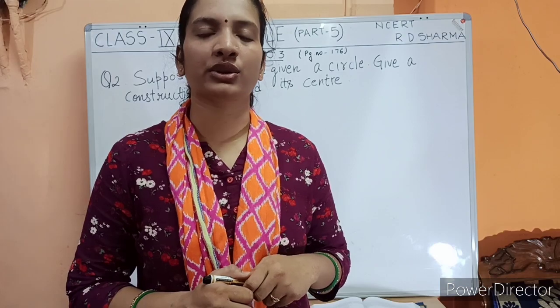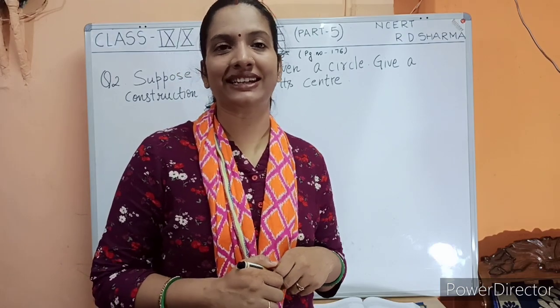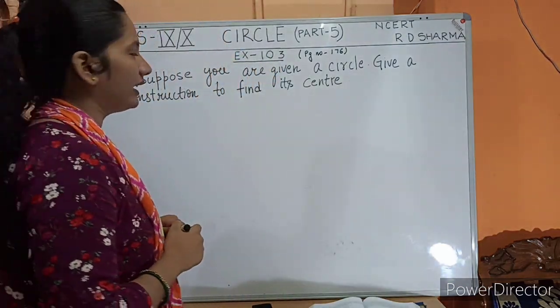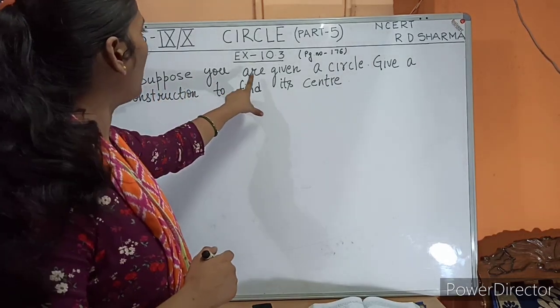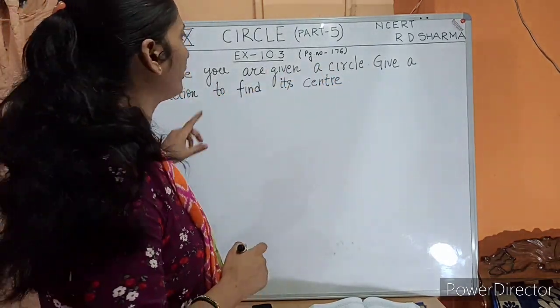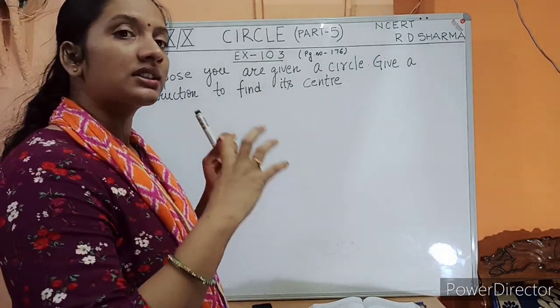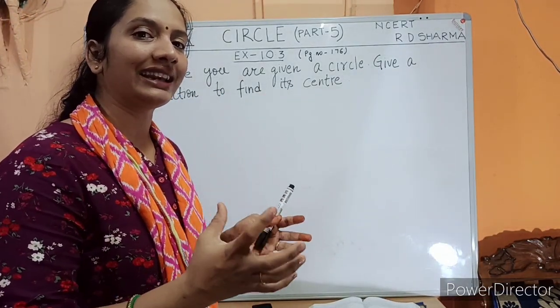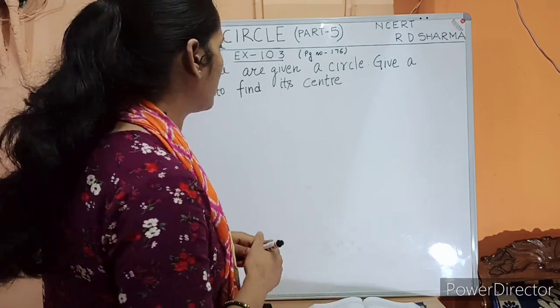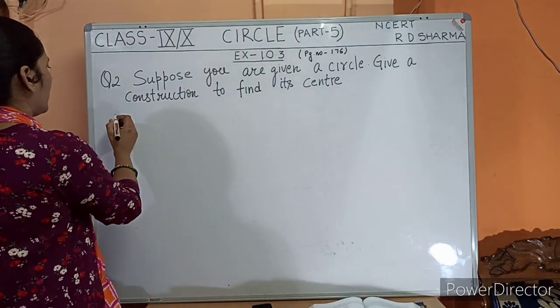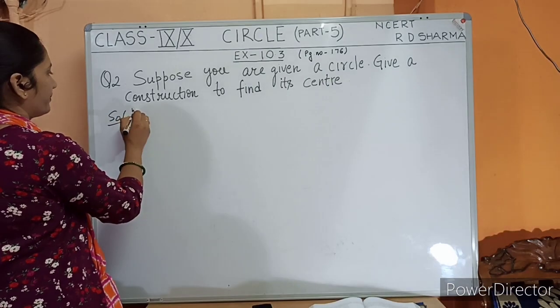So children, we are going to see the question number 2. Let us see how to do that. What is given here? Suppose you are given a circle, give a construction to find its center. Okay, so a circle is given and we need to find its center. So roughly, let us see its solution.